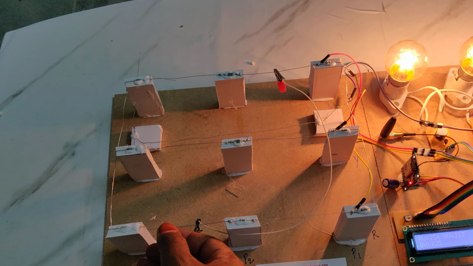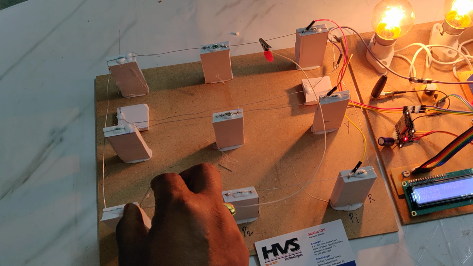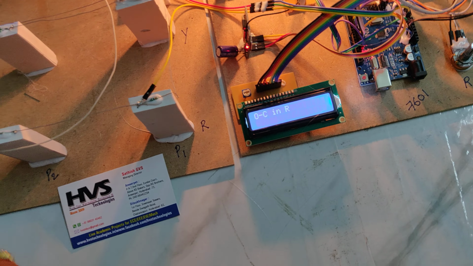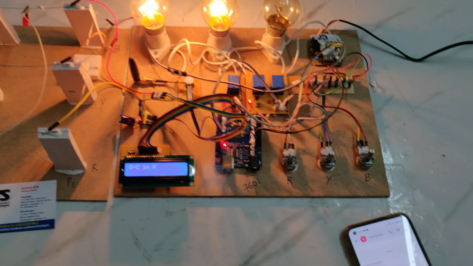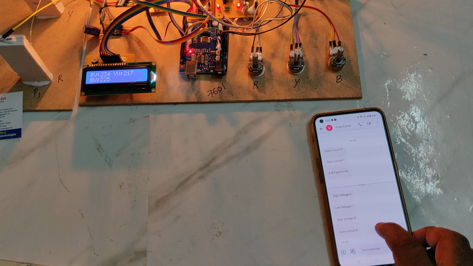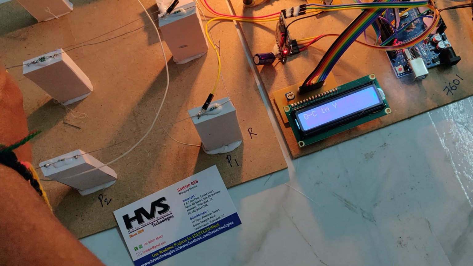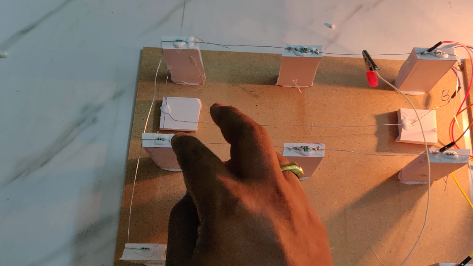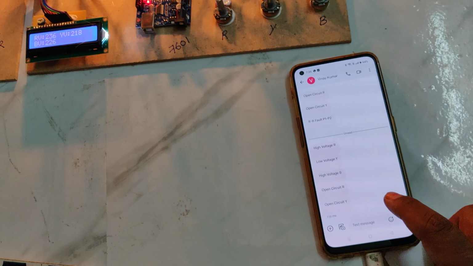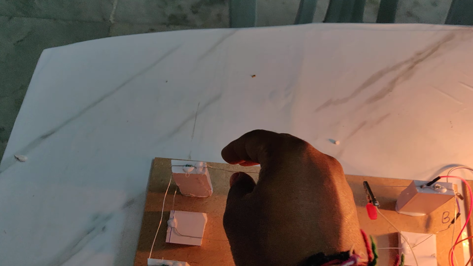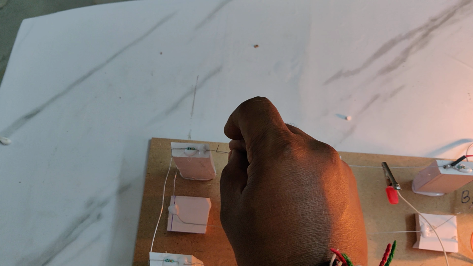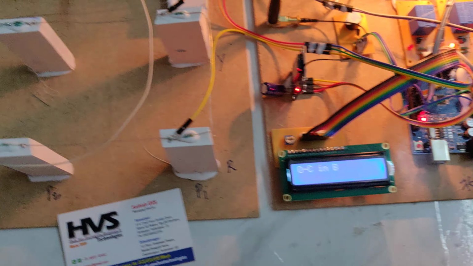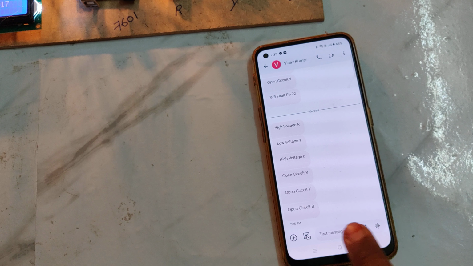And coming to the open circuit fault, when it is open circuited, you can see the open circuit in R phase. Right, open circuit in R phase, and same here. I disconnected that. It's Y phase, open circuit in Y phase. Okay, and the next B phase. Open circuit in B phase, same.